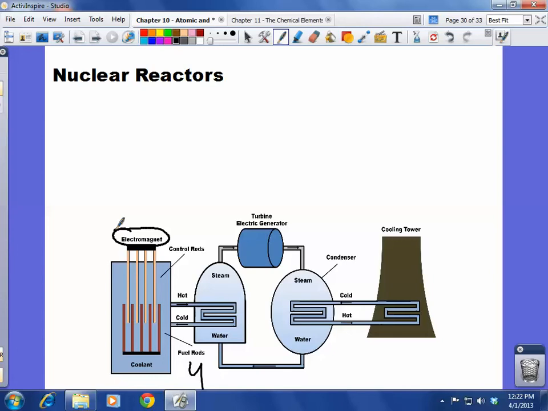Why is it important that those are held in place by an electromagnet? What's going to happen to an electromagnet if the power fails? Yeah, it's just going to stop, right? It's going to stop being a magnet. So if the power fails here, these control rods are going to drop down and slow down the reaction.